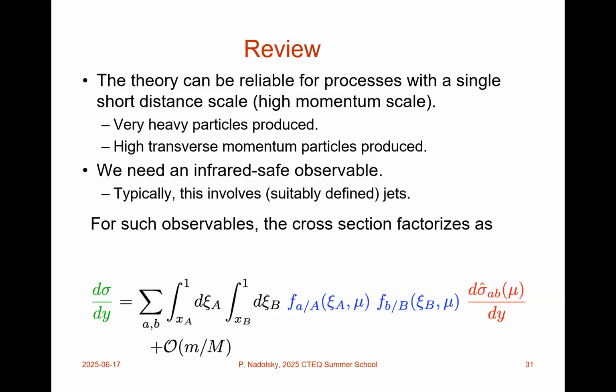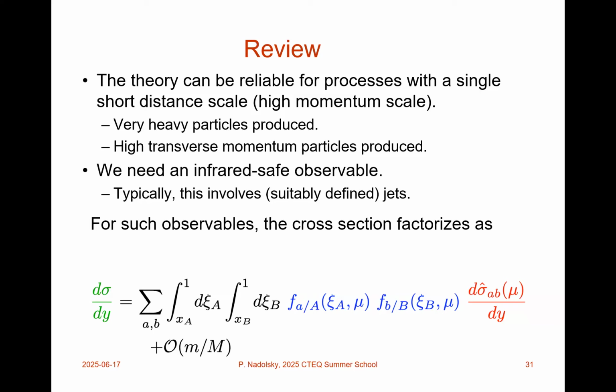Okay, so to review this, in general, we apply factorization and it works reasonably well. Perturbation theory converges very well, but you typically need to have a high momentum scale in this process, right? Like we produce very heavy particles, or you can produce particles with high transverse momentum. Then the high transverse momentum will be another hard scale, right? And you need to define the predictions in the infrared safe way, or in the way that can be factorized.